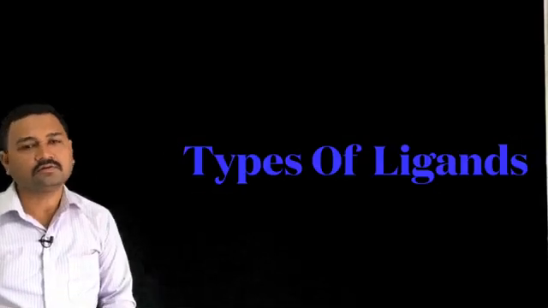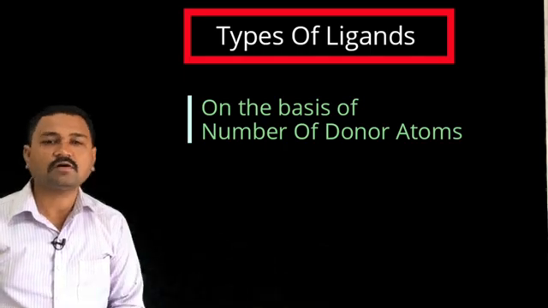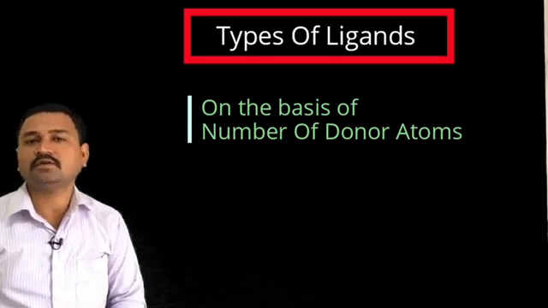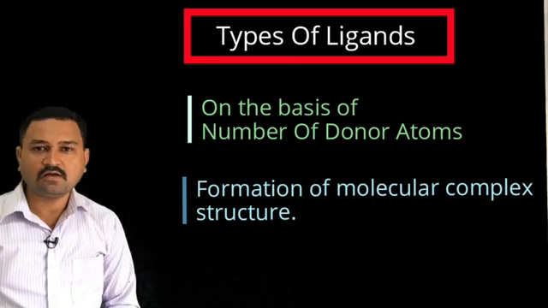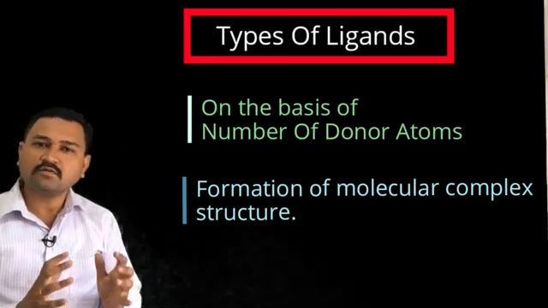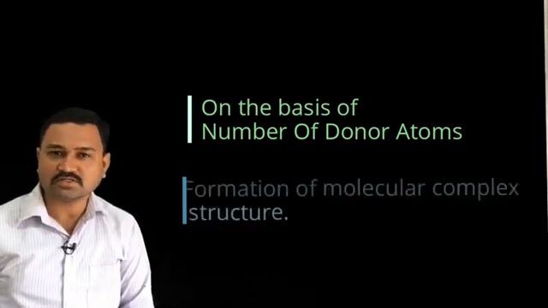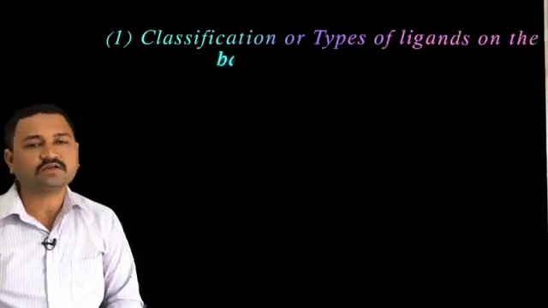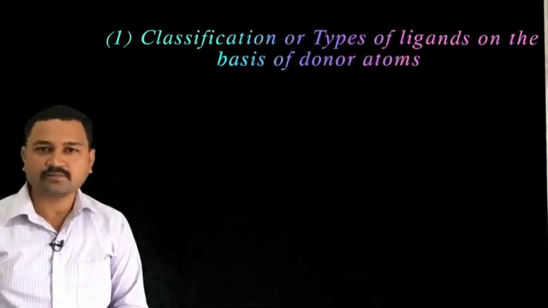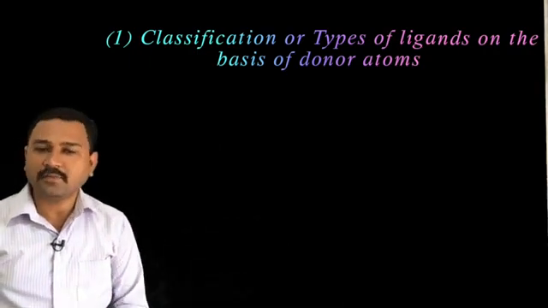Now let us know about the types of ligands. In this video we are going to discuss two important factors. The first is the types of ligands depending upon the number of donor atoms, and the second factor that we are going to discuss is the formation of complex molecular structure when they attach to the central metal ion. So now let us start with the first category, that is the classification of ligands depending upon the number of donor atoms.